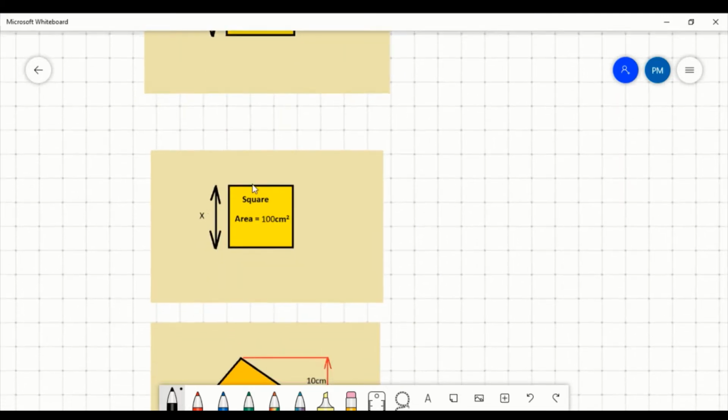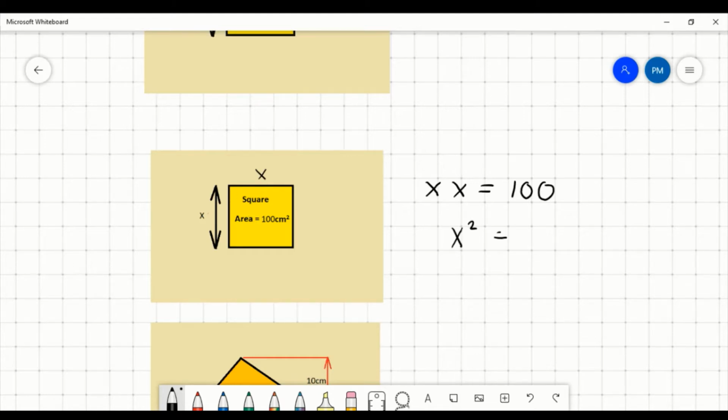Our next question, we're given one of our sides, and because it's a square, this side will be the same as this, and it's equal to x. So this side will be x also. So for this one, you're going to get x multiplied by x is equal to our area, which is 100 centimeters squared. So area of 100. x by x is equal to x squared.